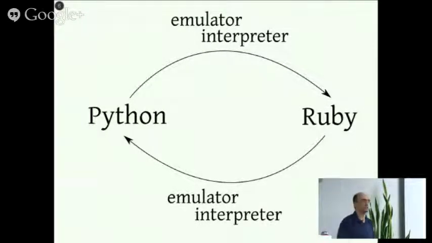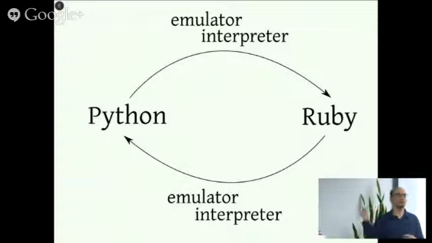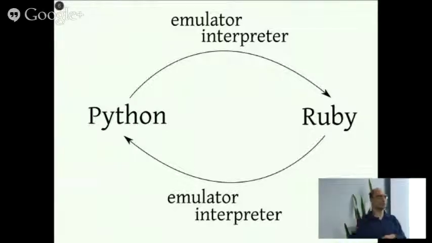I'll use more modern languages for this bit of the explanation. If you wanted to tell whether Python and Ruby are equivalent, one way to do that is to write an emulator or an interpreter for Python in Ruby, and those of you who know both languages, you could do it. It would be a bit tedious in places, but it wouldn't be any real problem. Then you write a Python interpreter in Ruby, and that will tell you the other half of the equivalence.